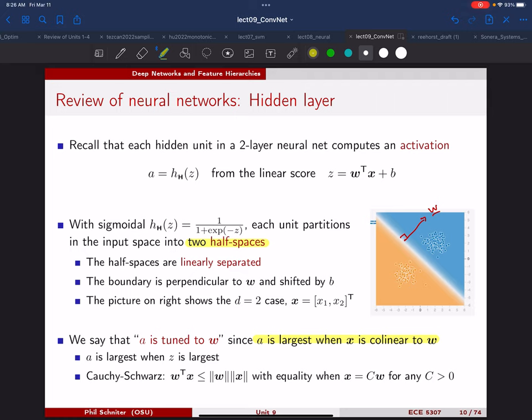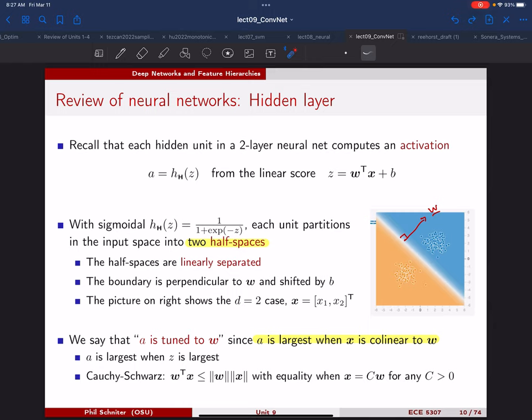And if you go orthogonal to W in this direction, essentially the size of your output would not change. So this is all trying to understand what is the effect of W on the output of this hidden layer, this first layer. The more you are aligned with W, the larger the output. In any orthogonal moves you make with respect to W, the output doesn't change.